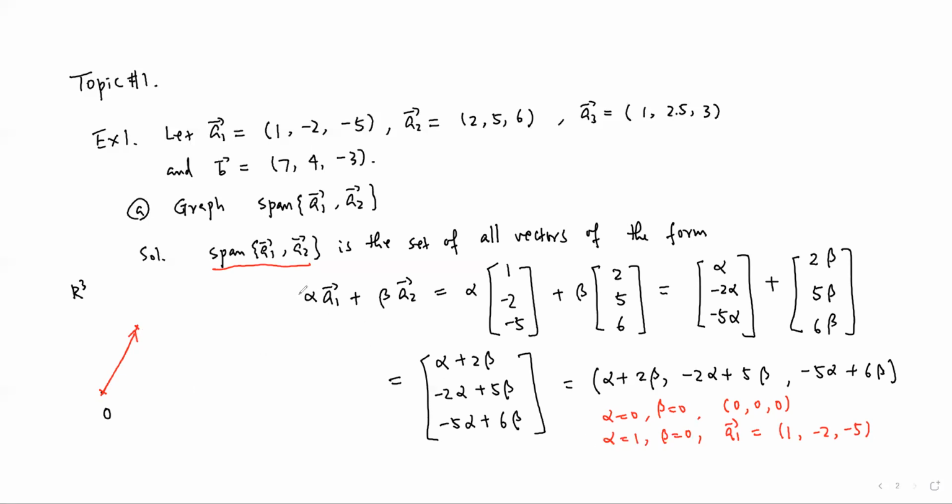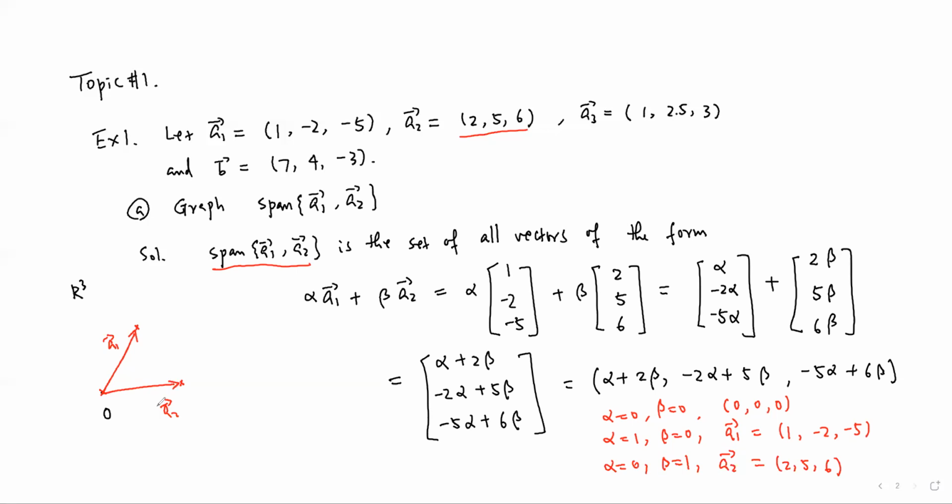If I choose alpha 0, beta 1, then I get A2. A2 is also in this set. A2 is 2, 5, 6, say about here. This is A2, this is A1. So this point is in this set. We can use an arrow to represent A2.